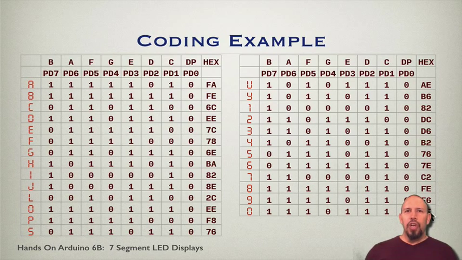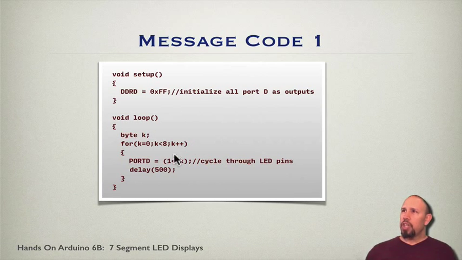The first code I want to show is this code here. Let's talk about it first. DDRD, the Data Direction Register for port D. We write 1s to every bit in that register. What that does is set every pin in port D to be an output. So rather than doing 8 pinMode commands, we can do this all in one single command this way.